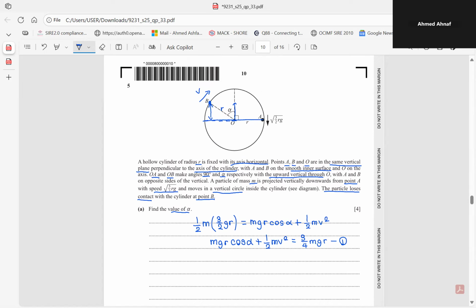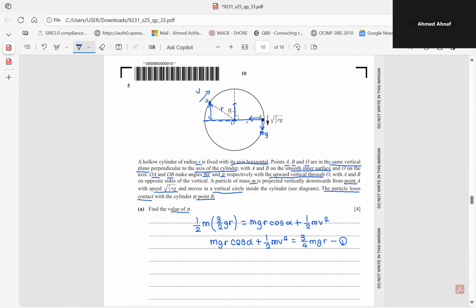Okay, so at which point should we consider the forces? So from A, the forces acting are the weight and the normal contact force. However, we don't know the normal contact force. And the normal contact force is the only force that has a component pointing directly towards the center of the circle, which is O. So since we don't know, we're not gonna do it from A. We're gonna do it from B.